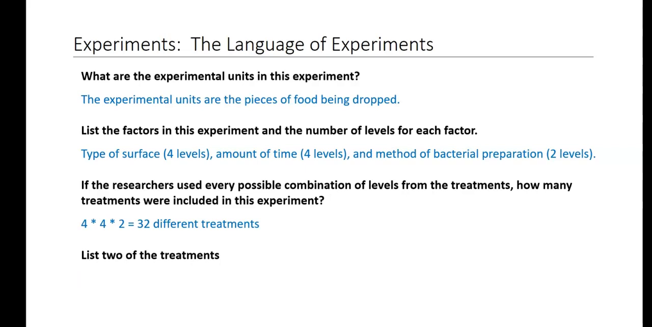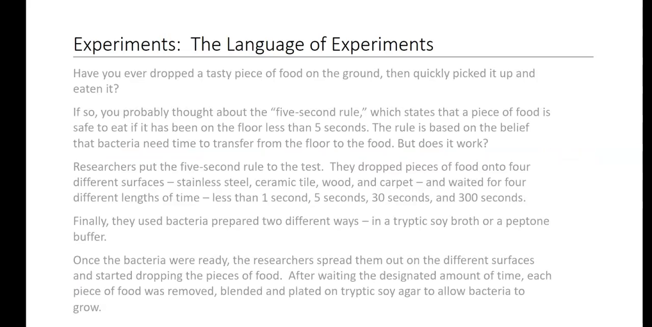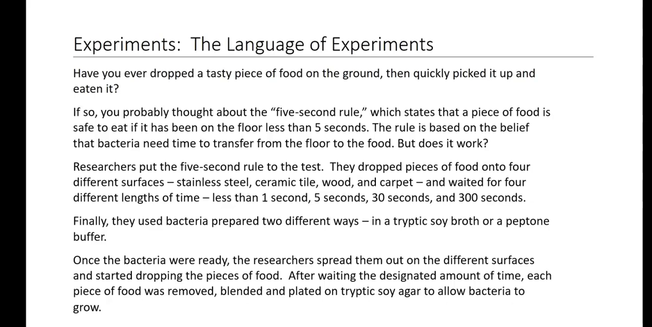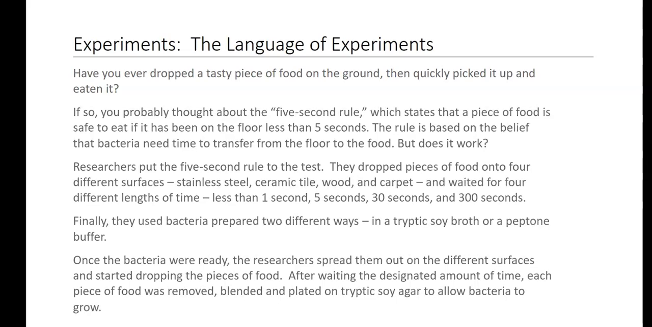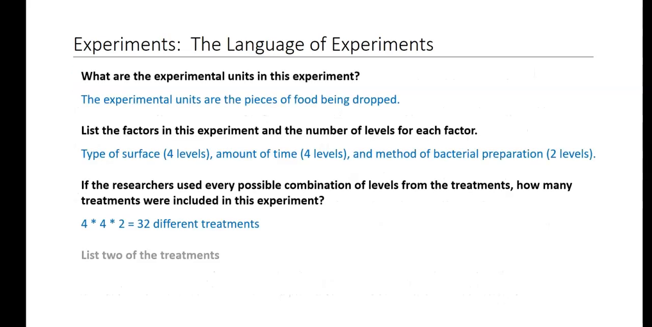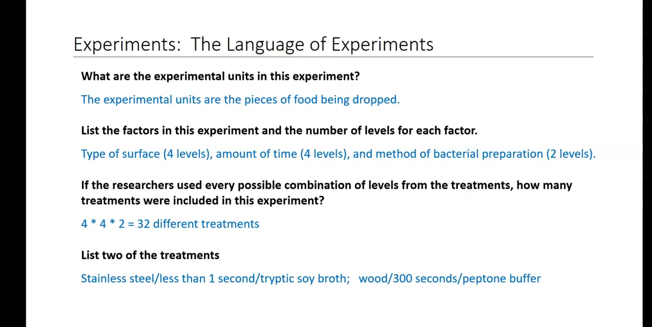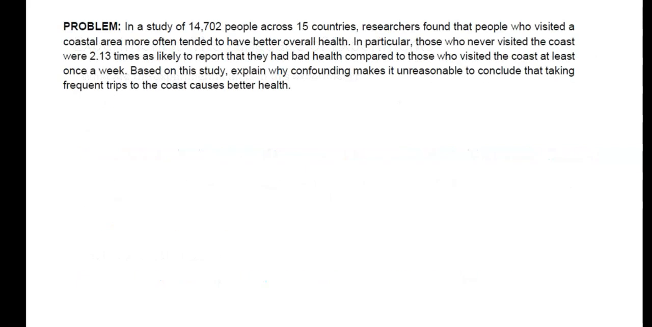So you could really choose any of them. If you want to choose 2 of them, you could say, okay, let's choose stainless steel, 1 second, soy broth. That's one. Stainless steel, 1 second, peptone buffer. That's a different one. They don't all have to be different, just as long as one of them is different. They chose those 2, but there's no magic to that. You could choose whatever you want. That's the end of the lesson.